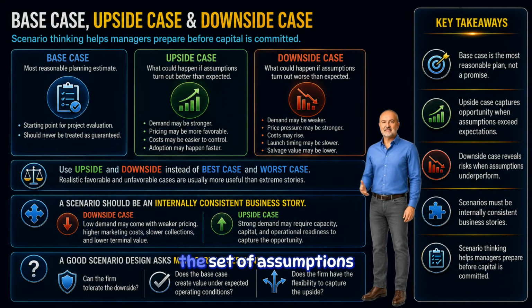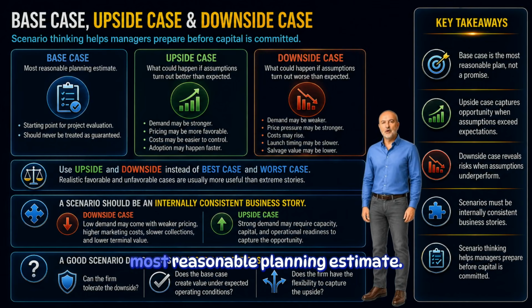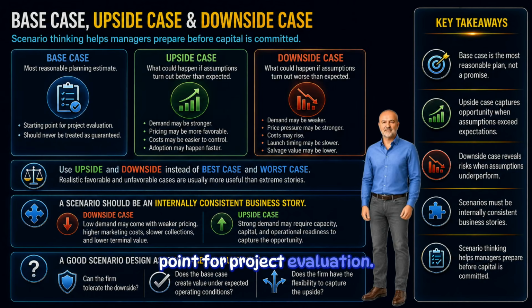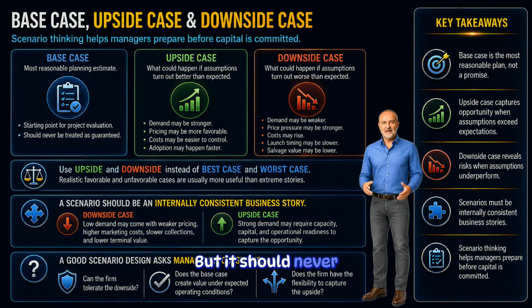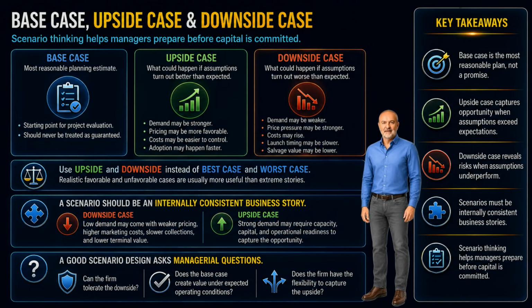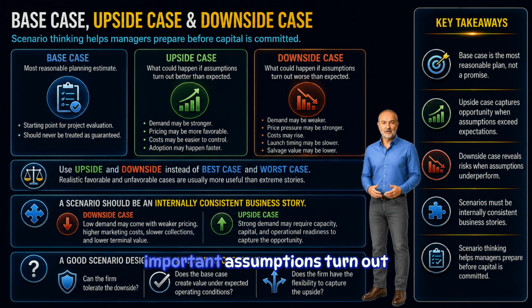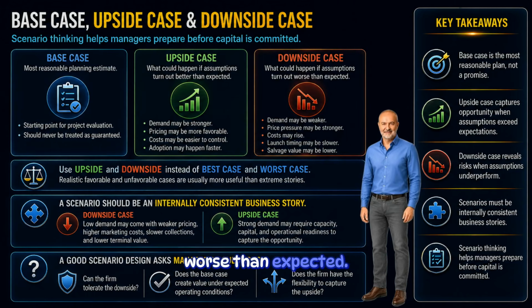The base case is the set of assumptions managers view as the most reasonable planning estimate. It is the starting point for project evaluation, but it should never be treated as guaranteed. The upside case describes what could happen if important assumptions turn out better than expected. Demand may be stronger, pricing may be more favorable, costs may be easier to control, or adoption may happen faster.